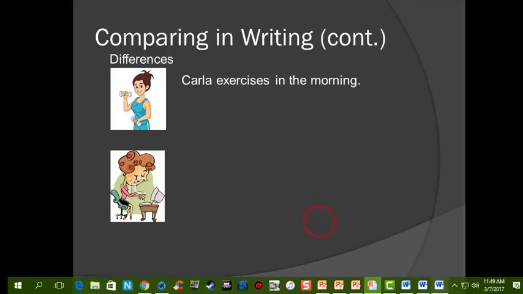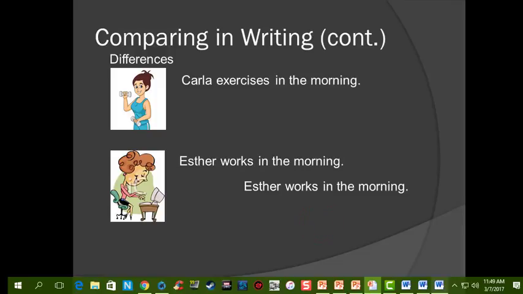Look at this. Carla exercises in the morning, but Esther works in the morning. She doesn't exercise in the morning. It's a difference. So again, I start with one sentence and I add something before the subject, a phrase before the subject. But it's not with the word like. It's with the word unlike. That means it's a difference. Unlike Eva, Esther works in the morning.